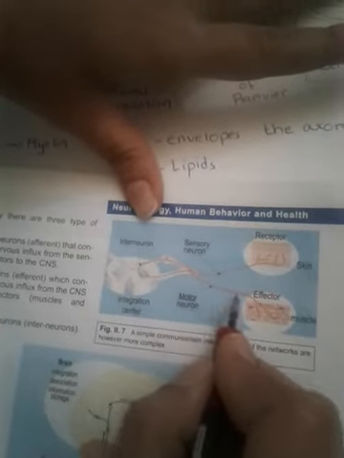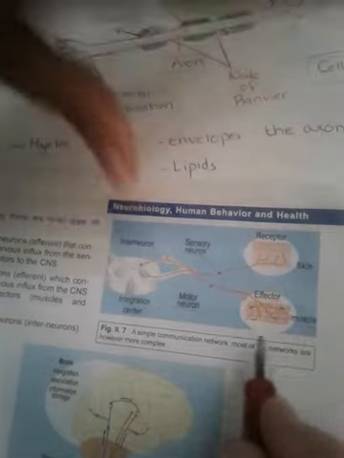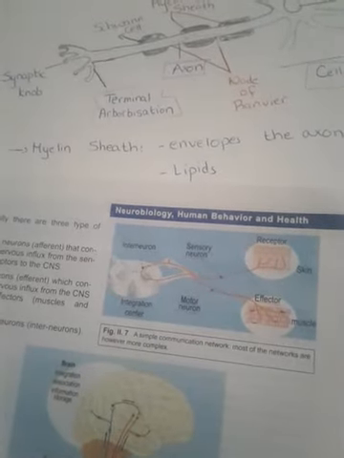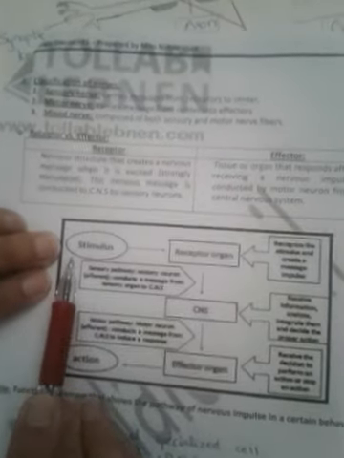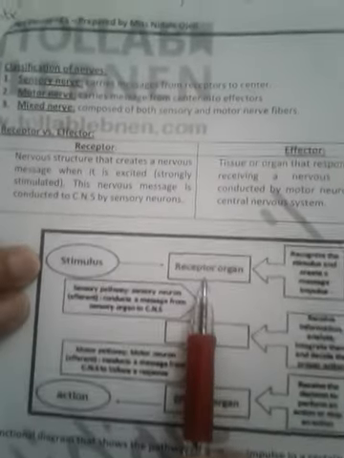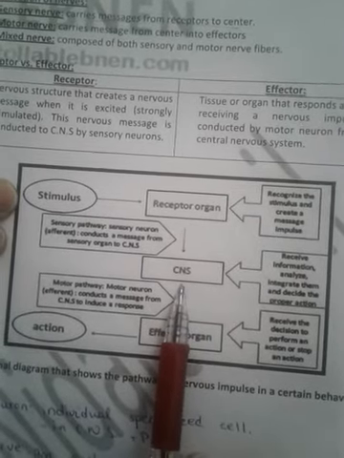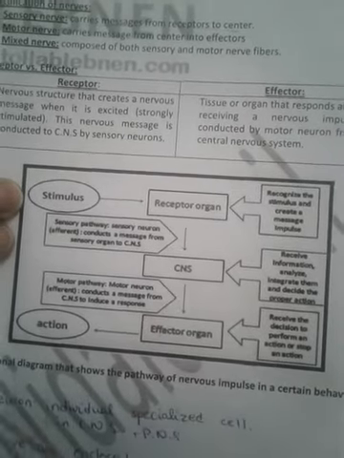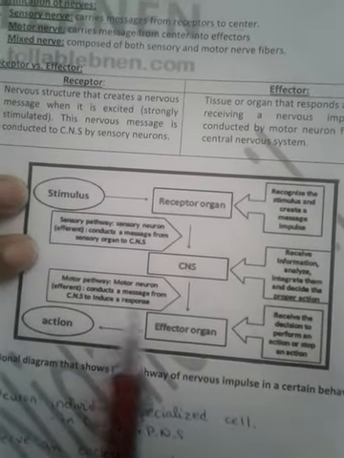So the message travels through the motor neuron to an effector, which is the muscle, and we will have a reaction. Deal? So we've got a stimulus, which is received by a receptor organ. The receptor organ sends it to the central nervous system through what? Through a sensory neuron, and this is known as the sensory pathway.